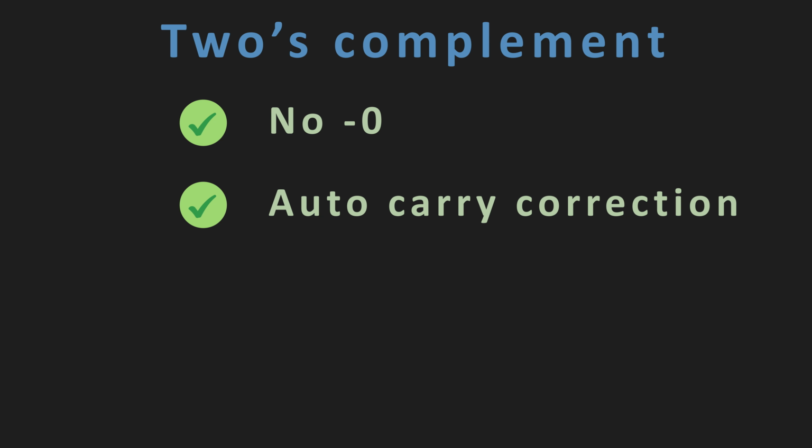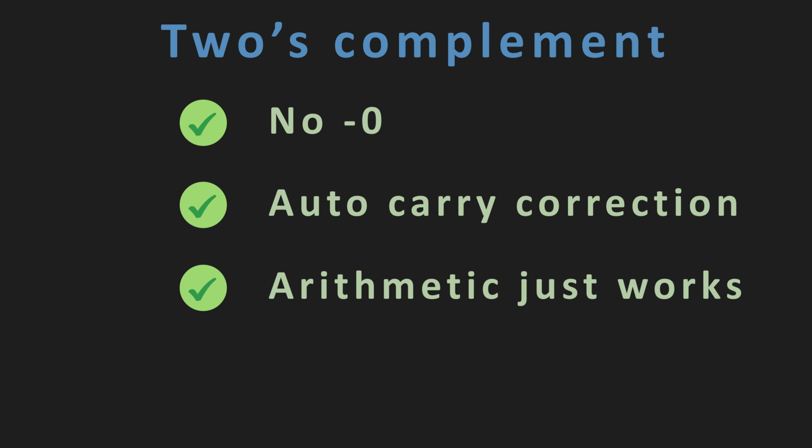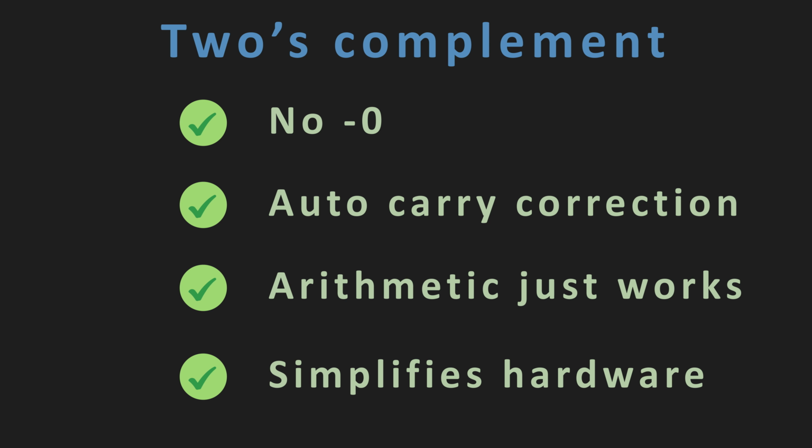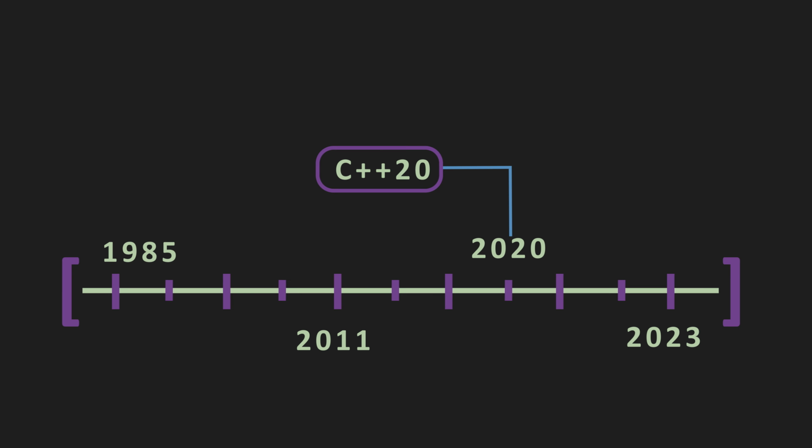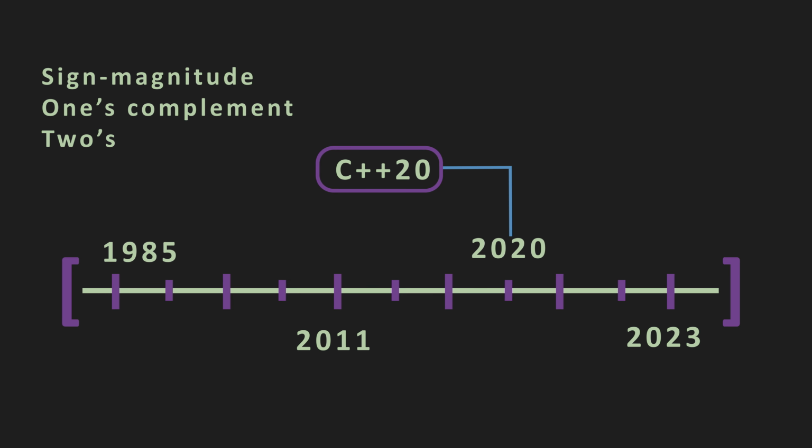This simple rule solves multiple problems at once. It removes the concept of negative 0, it fixes the need for manual carry correction, it makes arithmetic work out of the box using the same binary circuits, and it greatly simplifies hardware design. Prior to C++20, the C++ standard allowed compilers to use any representation for signed integers. But in reality, all major compilers already used 2's complement. As of C++20, it's now officially the only representation allowed by the standard.